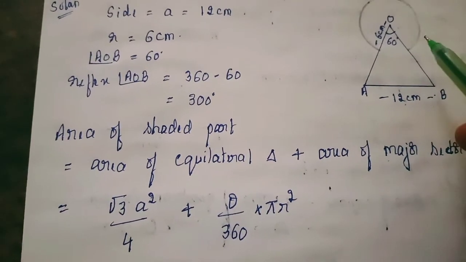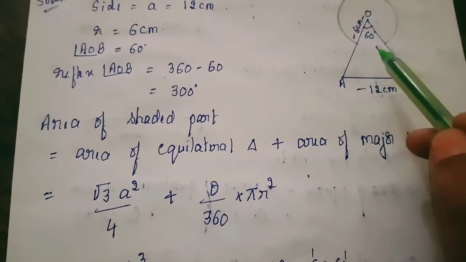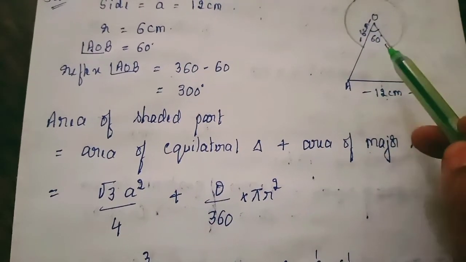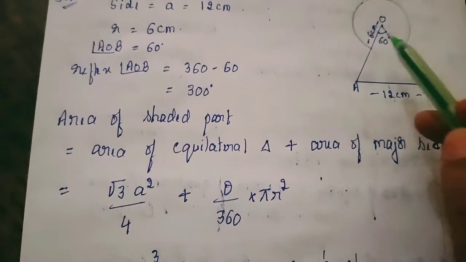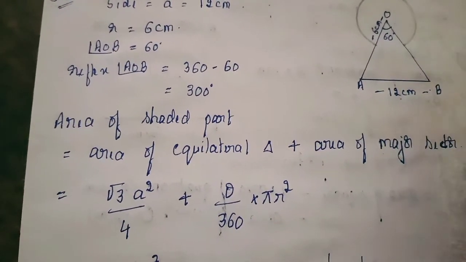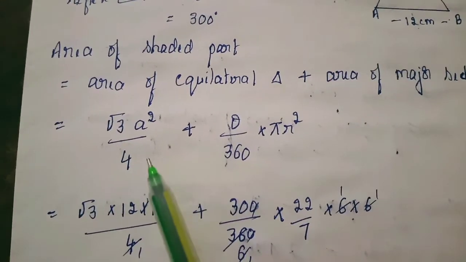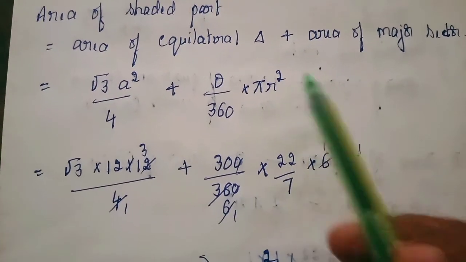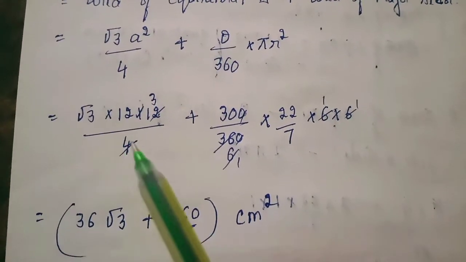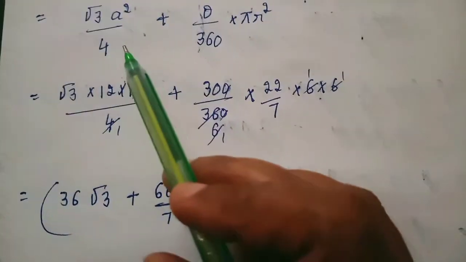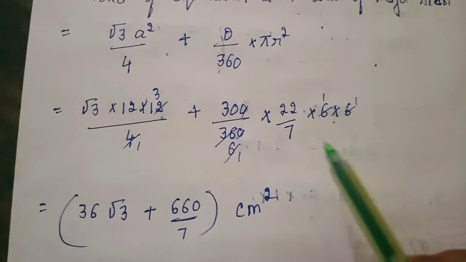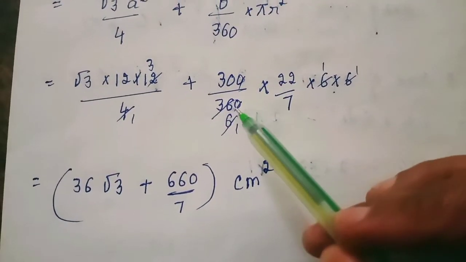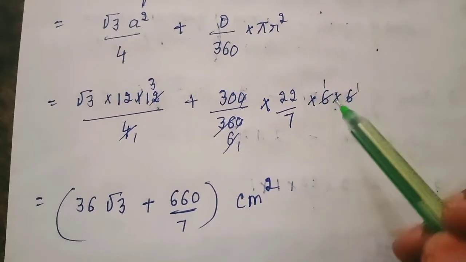Till now we were subtracting, but in this question we are adding, because if you want to subtract, you have to take the full circle minus the minor sector. Instead of that, let us do area of equilateral triangle plus area of major sector. So what is the equilateral triangle formula? Root 3 a square by 4 plus theta by 360 into pi r square. Root 3 keep as it is because he has not mentioned the value of root 3 in the question. A is 12 into 12 by 4, that is the side of the equilateral triangle, and theta, just now we found, 300 by 360 into 22 by 7 into 6 into 6.